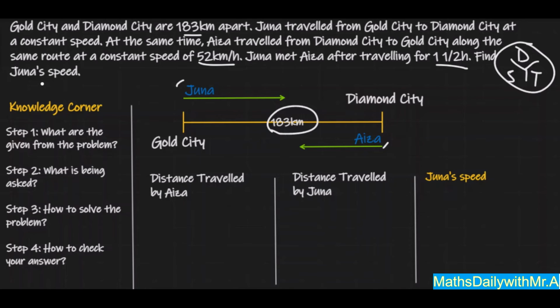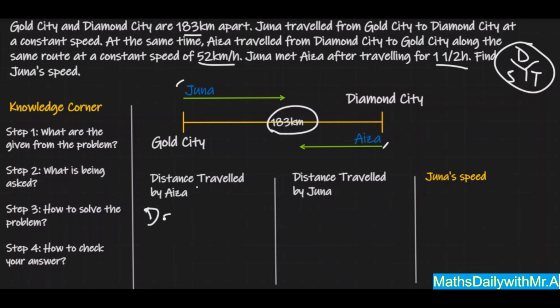Okay? So here are the things that we need to solve for. We need to find Juna's speed. For us to find out Juna's speed, we need to solve first the distance traveled by Juna. And for us to know the distance traveled by Juna, we need to calculate the distance traveled by Isa. Alright, let's do it. To solve for the distance traveled by Isa, let's take the constant speed of Isa multiplied by 1.5 hour.